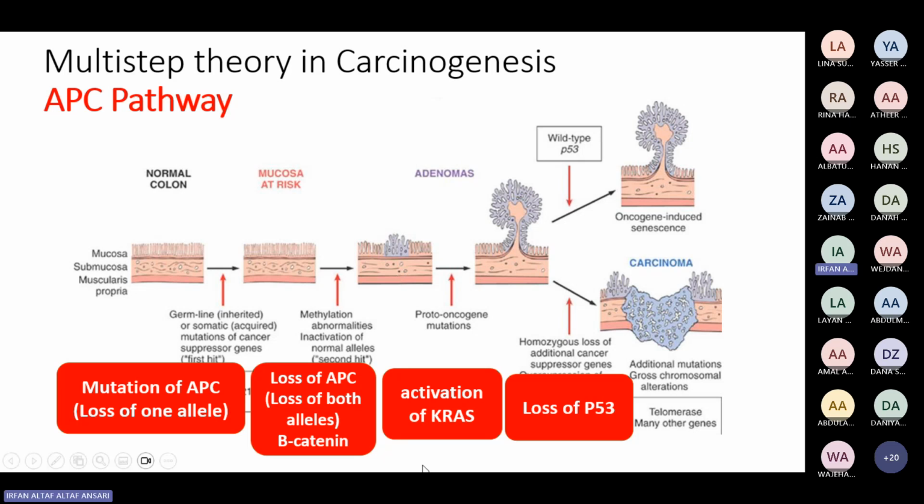Then comes activation of the oncogene KRAS, okay. So there is formation of an adenoma. Then there is loss of wild-type P53. There is a bigger adenoma with dysplasia, or there is development of carcinoma with metastasis and infiltration. So this is the multi-step APC pathway, the adenoma carcinoma sequence.